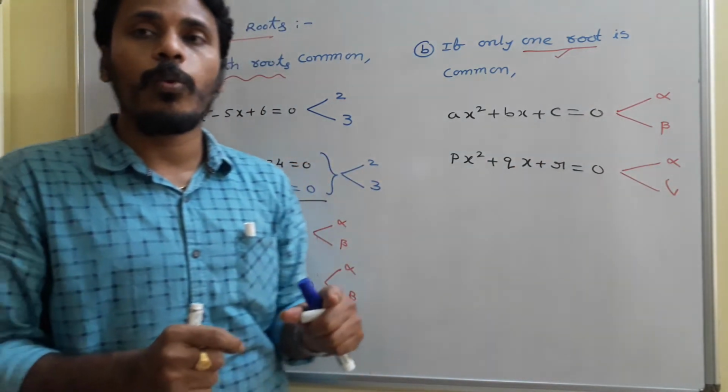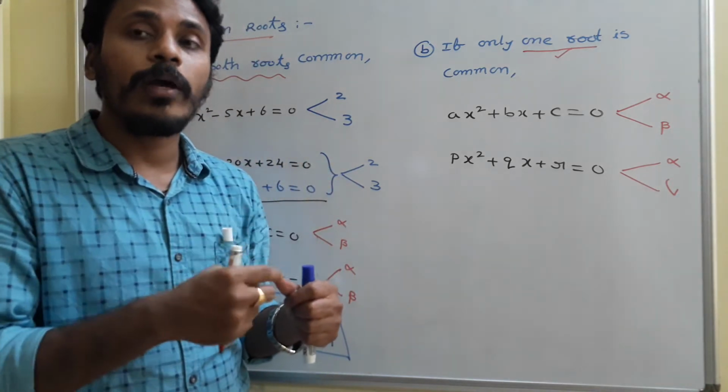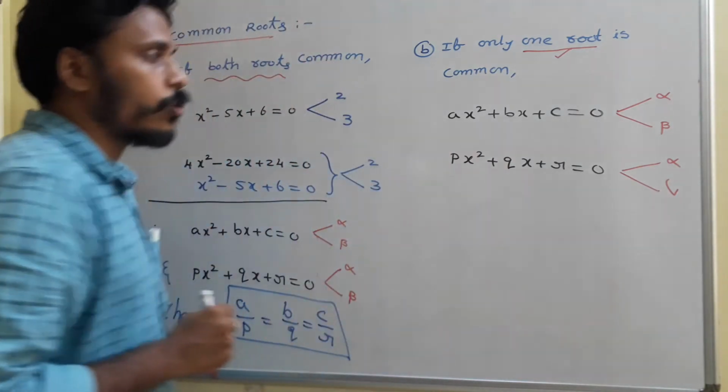So if the two equations have one root common, then how do we establish the relation between the coefficients a, b, c and p, q, r? That's what we need to discuss.